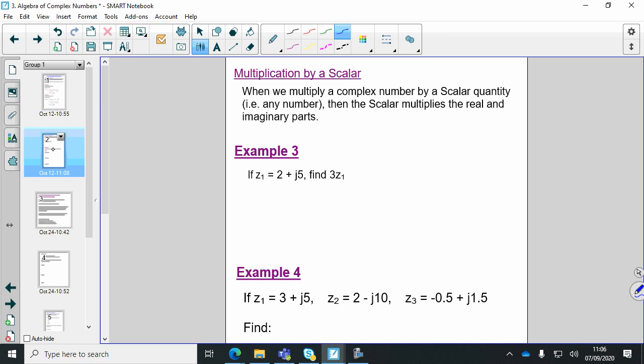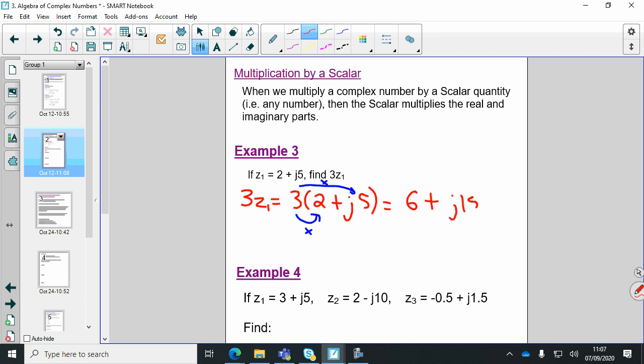So in this example here, if Z1 is 2 plus J5, find 3Z1. What that means is we're just doing 3 lots of 2 plus J5. So the 3 times is both the 2 and the 5. So we get 3 times 2 is 6, and 3 times 5 is 15, so J15. Okay, just behaves like a normal algebraic equation.